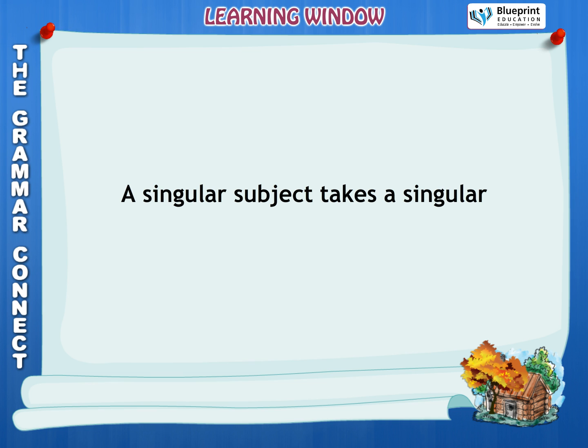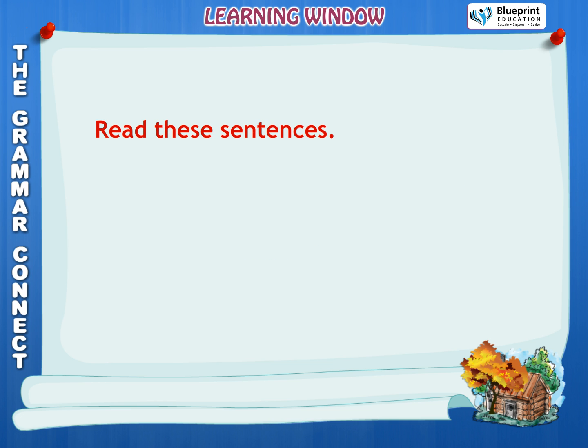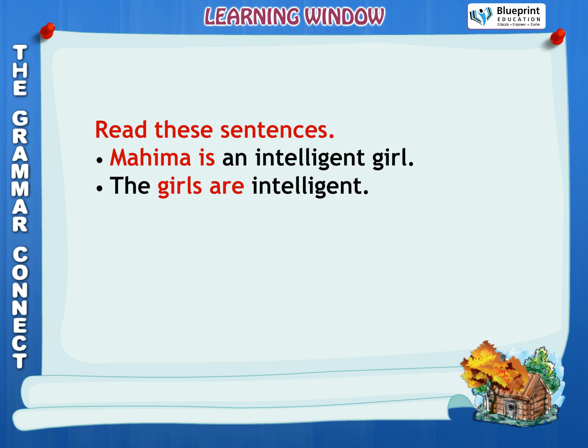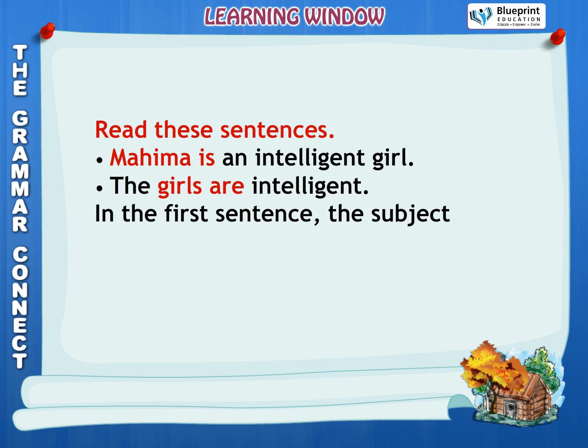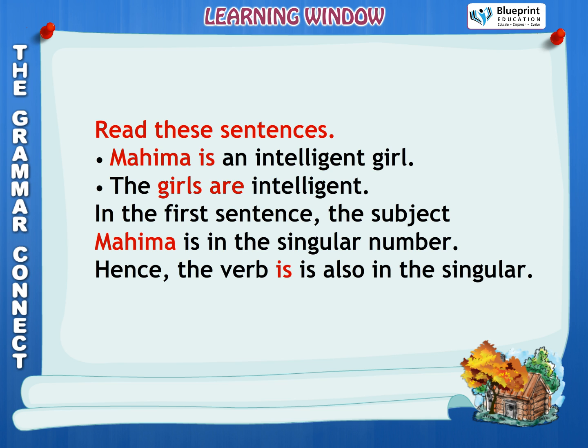Learning window. A singular subject takes a singular verb, while a plural subject takes a plural verb. Read these sentences. 1. Mahima is an intelligent girl. 2. The girls are intelligent. In the first sentence, the subject Mahima is in the singular number. Hence, the verb is also in the singular.